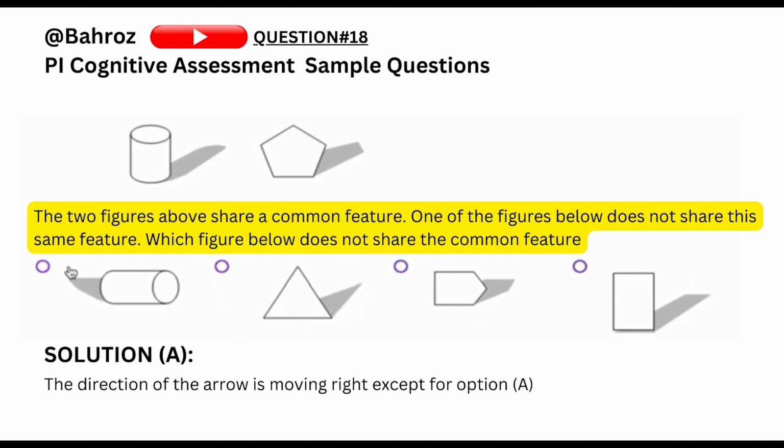Question 18. The two figures above share a common feature. One of the figures below does not share this same feature. Which figure below does not share the common feature? The direction of the arrow is moving right except for option A. So option A is our answer.